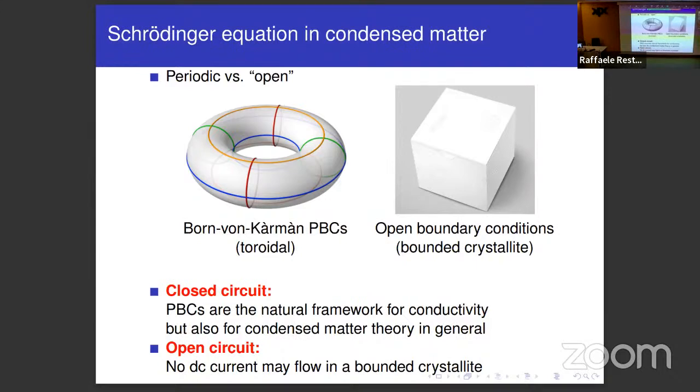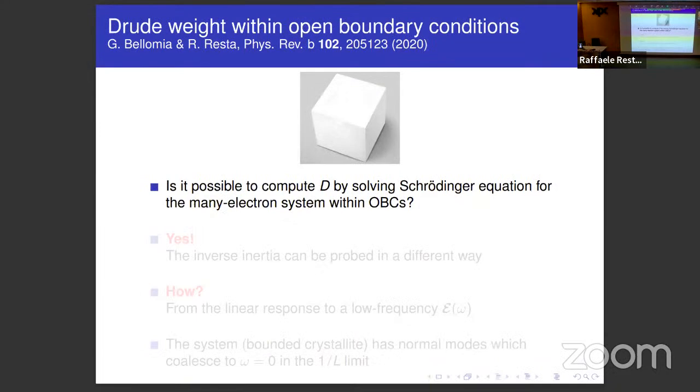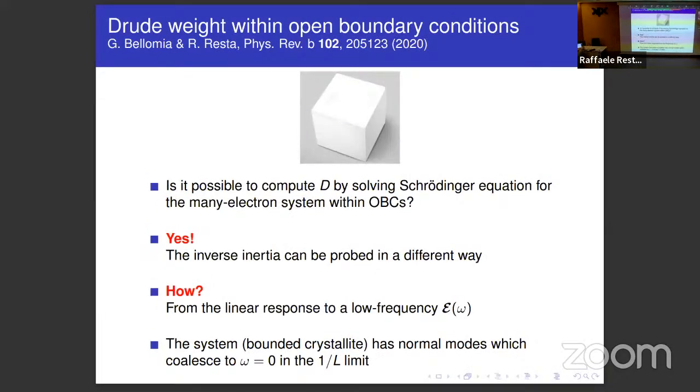That is, and this is a paper which was published in 2020 with my student, Gabriel Bellomia, who now is a CISA PhD student. It was a master thesis, this work. So it is possible to compute the Drude weight by solving the equation, but by adopting open boundary condition where there is no steady current. And the answer is yes, it is a kind of tour de force, but we did it only on a one-dimensional simple model. But the idea is the following.